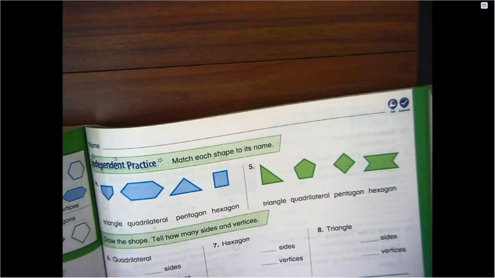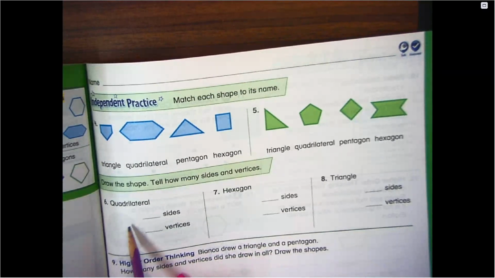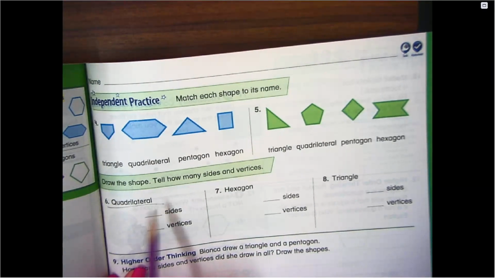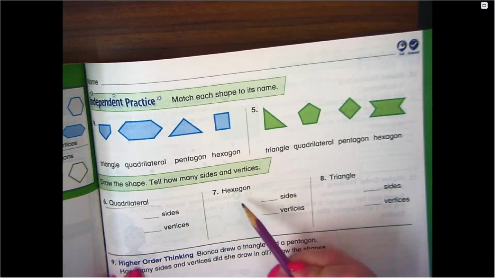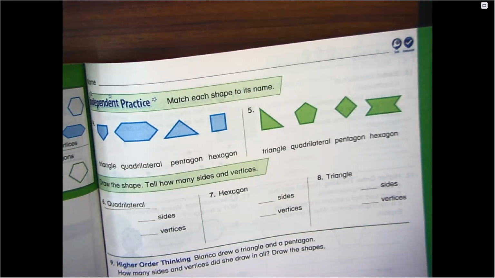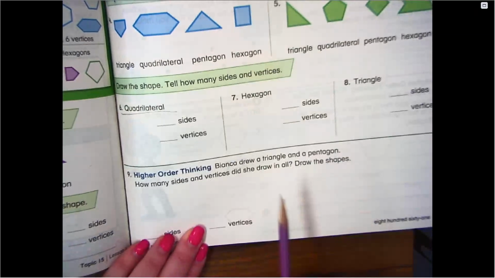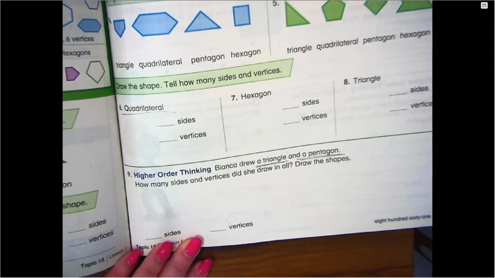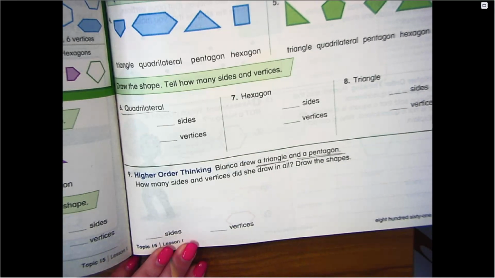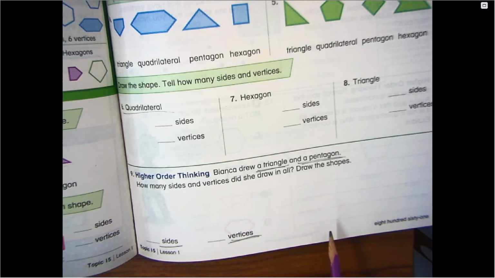When I come over here, it's asking you to match each name to its shape again, and then it's asking you to draw the shape. Here's the shape name. You can look back at the top of the other page. This needs to have 4 sides, this needs to have 6 sides, this needs to have 3 sides. Now on the bottom here, it says Bianca drew a triangle and a pentagon. So draw the picture first, and then you need to tell me how many sides in all. That means adding up both shapes. How many vertices in all, adding up both shapes.